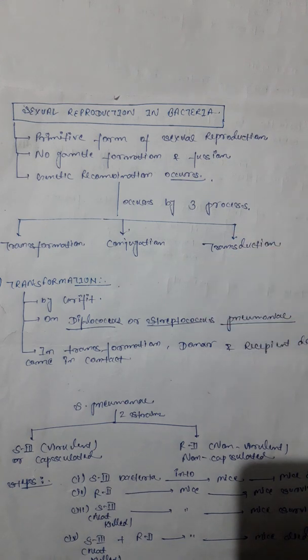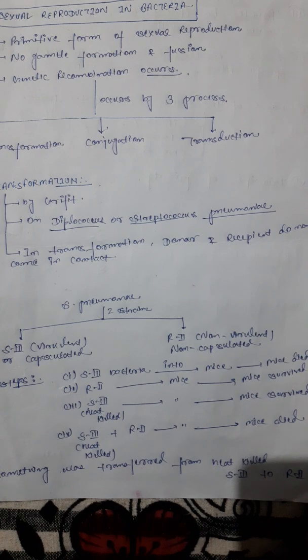See, there are two strains of this bacteria, S3 which is the virulent one and R2 which is the non-virulent one. So four steps were performed in this experiment. Number one, when S3, which was virulent bacteria, was injected into healthy mice, mice died. When R2, which was non-virulent, was injected into healthy mice, mice survived.